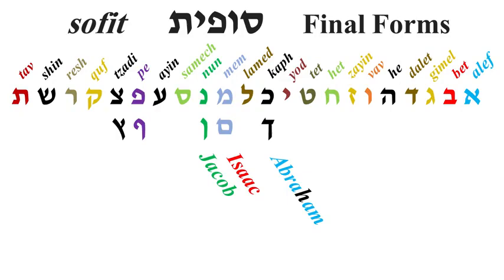Well, that makes sense. Abraham, Isaac, Jacob, right? Those 3 would make sense. Now let's look at the pay.